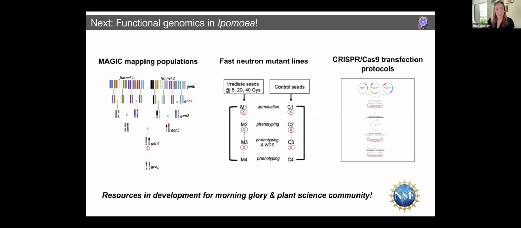To do this, we're currently developing functional genomics resources: MAGIC mapping populations, fast neutron mutant lines, and CRISPR-Cas transformation protocols. We're in the middle of developing these resources for the morning glory community and plant science community. So if anyone is interested in working on morning glories, please contact us. We would be very happy to have you involved.